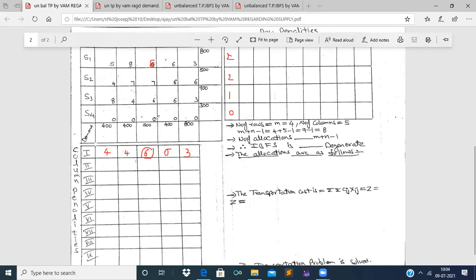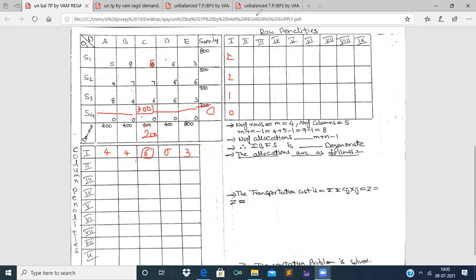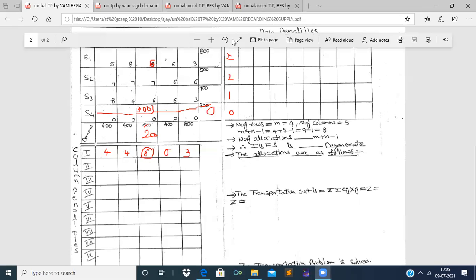So to this corresponding 0, demand is 500 and supply is 300. Therefore, we allocate the least value, that is 300, in this cell, right? So allocation is finished. Therefore, 300 is made 0 and 500 minus 300 is 200, right? Now, as the row availability is exhausted, we strike off the row.